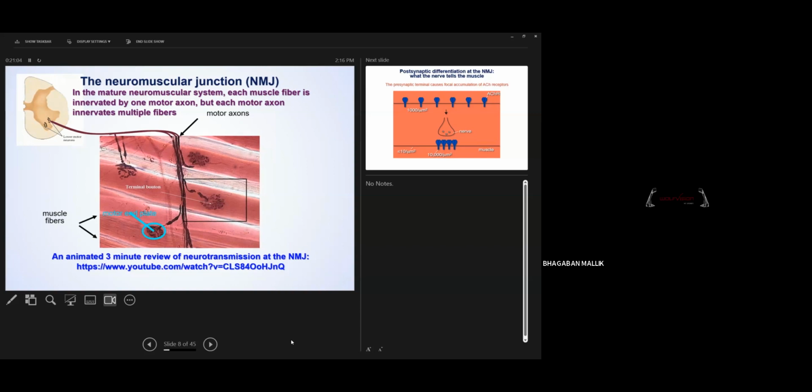So one mature muscle fiber forms one connection. That's what is shown here. You can see that this is one mature muscle fiber. Here it is forming two connections, but these are terminally differentiated muscle fibers. So it is forming one connection per muscle fiber.